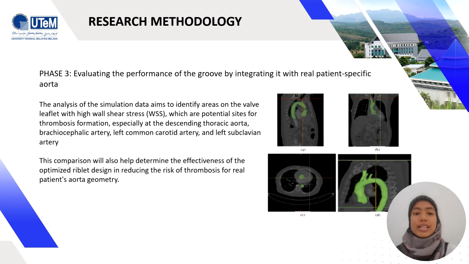Phase 3 involves testing the optimized riblet design on a patient-specific aorta model. The model will be simulated under physiological conditions to compare two cases. The first one is a smooth valve surface and the second one is a riblet-covered surface. The analysis will focus on flow velocity, pressure distribution, wall shear stress, and regions prone to thrombosis, such as the thoracic aorta, brachiocephalic artery, left common carotid artery, and left subclavian artery. This phase will determine how effective the riblet design is in real human geometry.